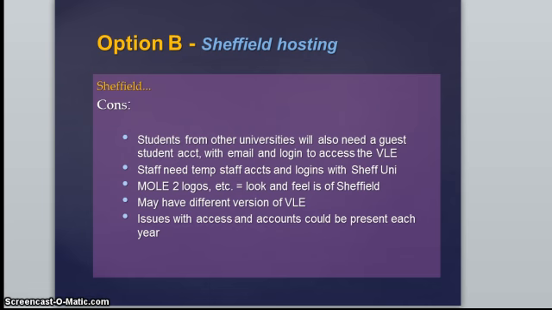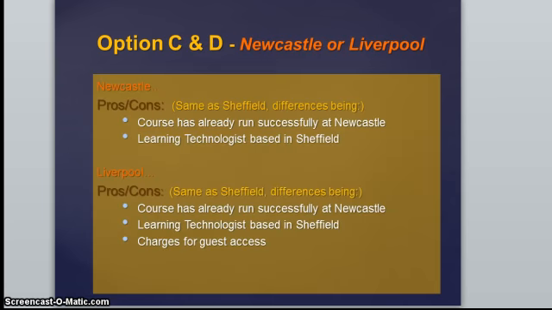So next options, options C and D, Newcastle or Liverpool. Apologies for lumping you together, but pretty much the pros and cons are the same as Sheffield, with the differences being for Newcastle that the course has already run successfully at Newcastle, so they've got the edge with that, and familiarity with that, and the knowledge of how that's run and worked. And a con would be that the learning technologist is actually based in Sheffield, but we can get around that. I can just work much more closely with Newcastle.